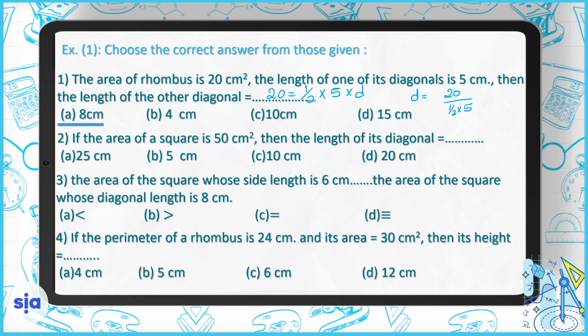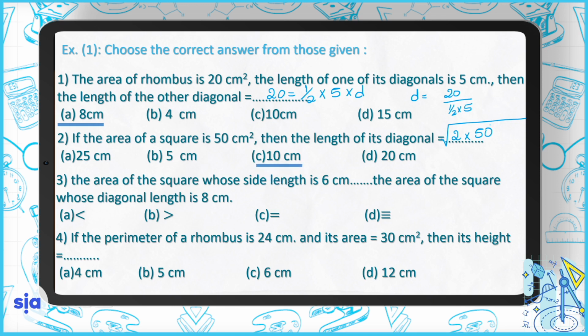Question 2. If the area of the square is 50 centimeters squared, then what is the length of its diagonal? We know that the diagonal of the square equals the square root of 2 times the area of the square. So it's the square root of 2 times 50, which is 10 centimeters.